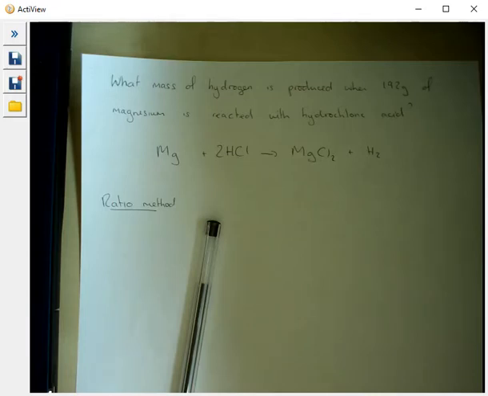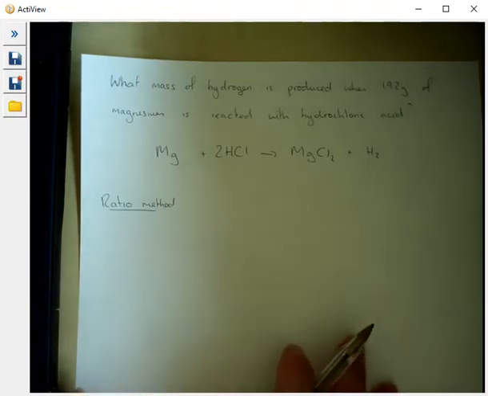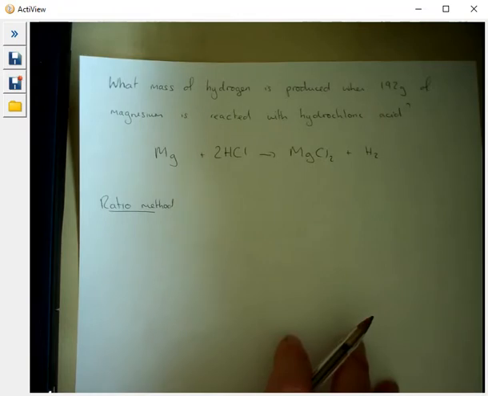If it doesn't give you the balanced chemical equation, you're going to have to write that out from first principles. Of the two methods, I think the ratio method is the best, which is why I'm going to show you that. That's because for this method, you don't need to remember any formulae.